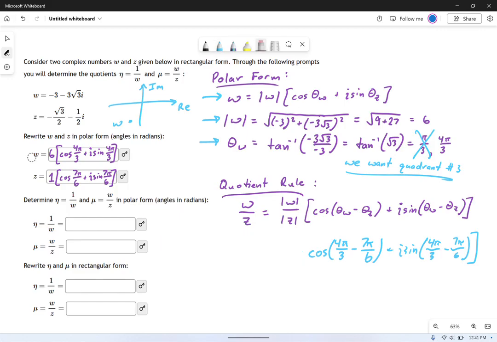Now, at this point, a lot of people say, yeah, I get it. But what am I supposed to do with this 1 divided by w? What is 1? It's not a complex number. It's just the number 1. Well, it actually is a complex number. And you can write it this way.